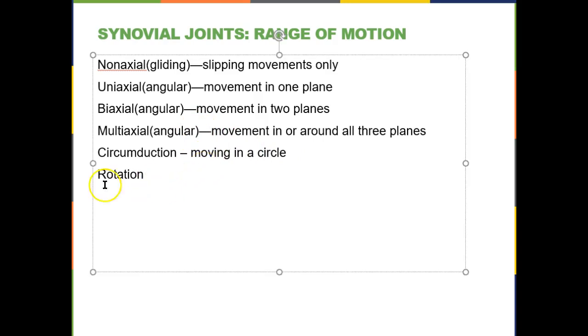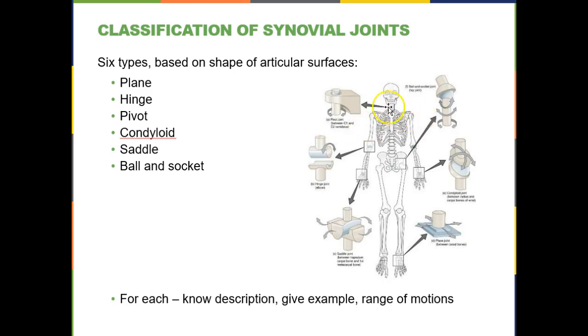And then rotation, again, this is what your skull does, it just rotates. You're not changing any angles, you're just changing the position of your head relative to your neck in a rotational fashion. So now we're going to go through these different kinds of joints, and for each one you want to know the shape.